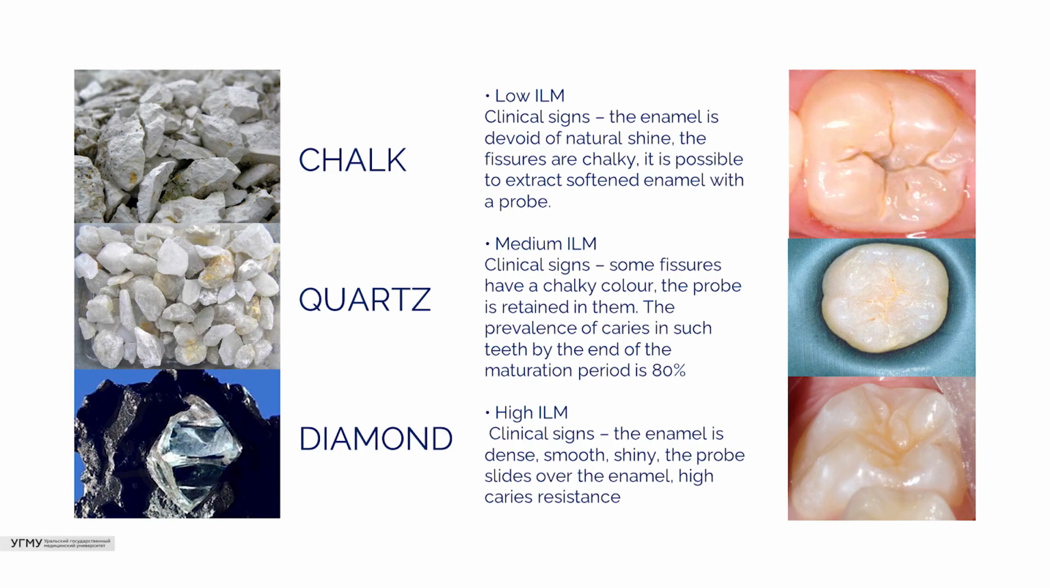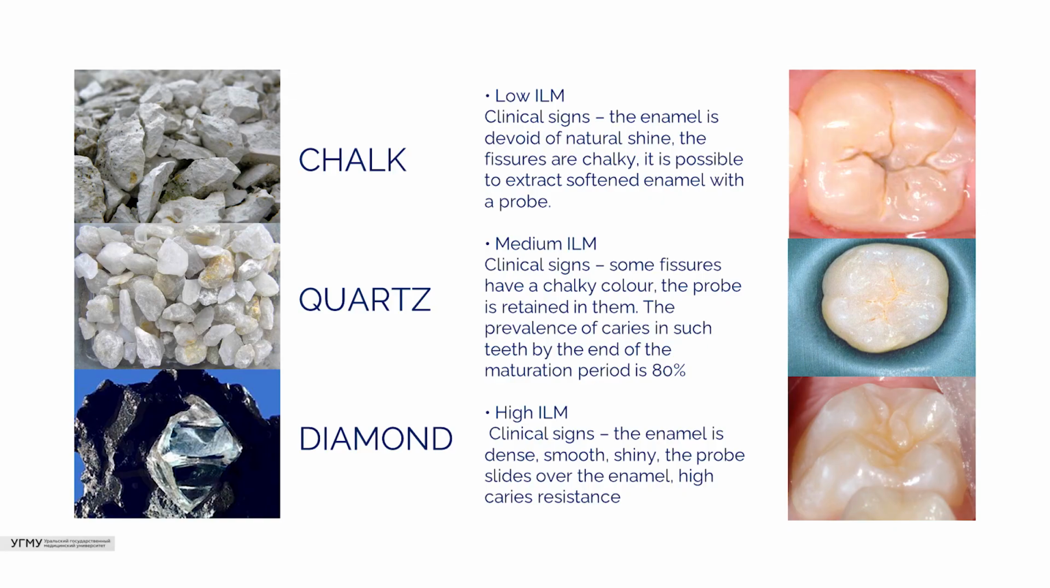Look at these pictures. Compare chalk, quartz, and diamond. These are stones of different strength and hardness. The same can be said about different levels of fissure mineralization. High initial levels of mineralization, clinical signs: the enamel is dense, smooth, shiny, the probe slides over the enamel, high caries resistance.